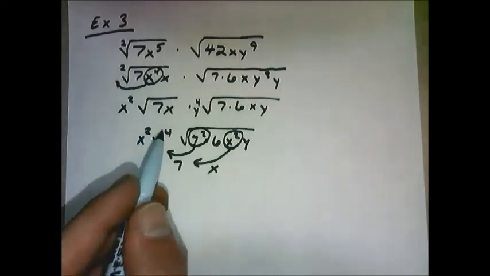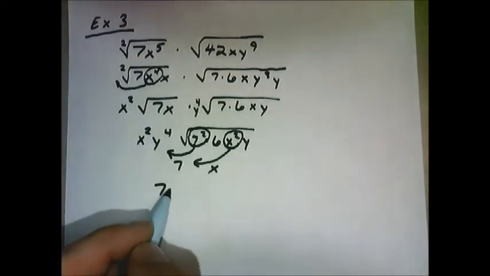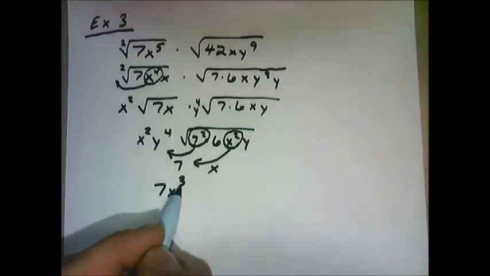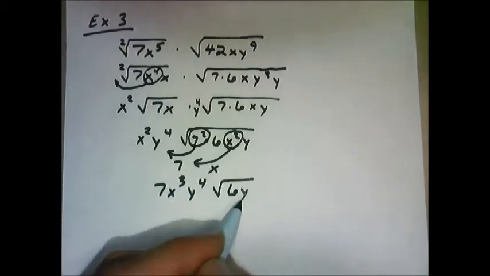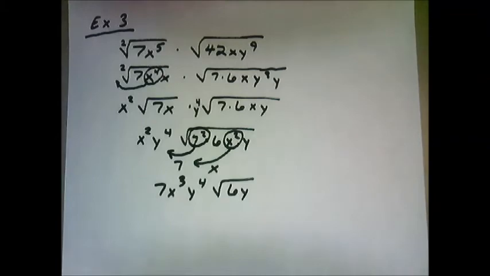So multiplying those to what's out there already, we have 7, x to the 3rd, y to the 4th, square root of 6y. And there's your final answer.